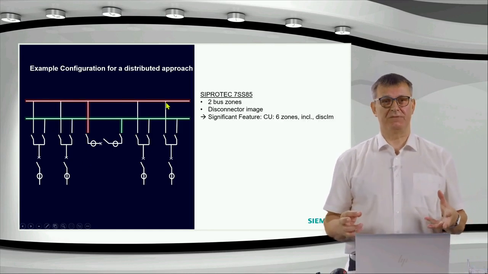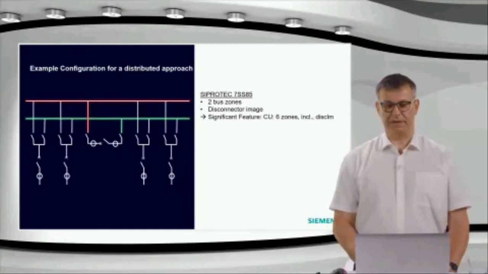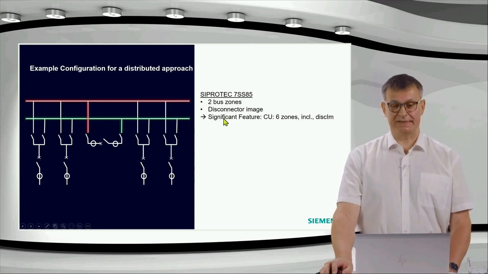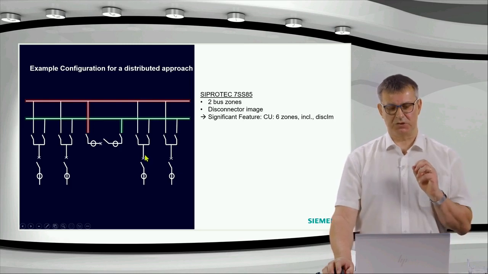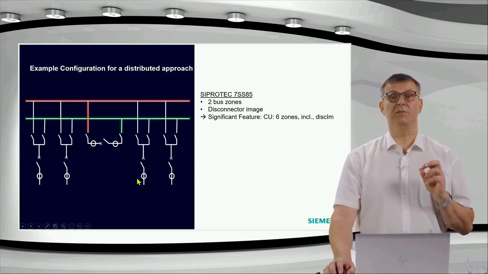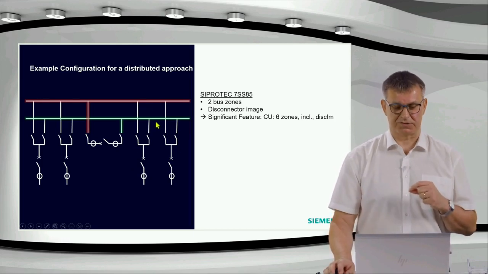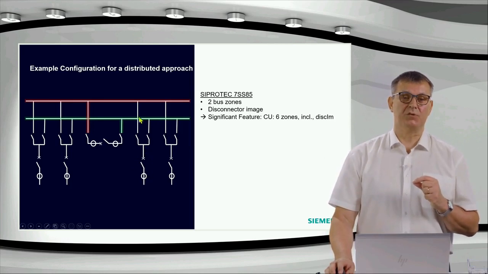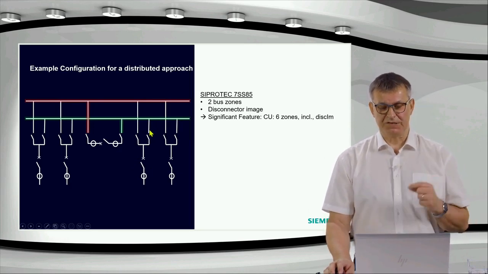We have to configure several devices. We have to configure the cell unit 7SS85. The SIPROTEC 5 7SS85 needs 2 bus zones, and it needs a disconnector image. When do we need a disconnector image? We every time need a disconnector image if at least in 1 feeder we can assign a current transformer, a current information by the positions of disconnectors to different bus zones. And here, this current transformer can be either assigned to bus zone 1 or can be assigned to bus zone 2. So we need a disconnector image.